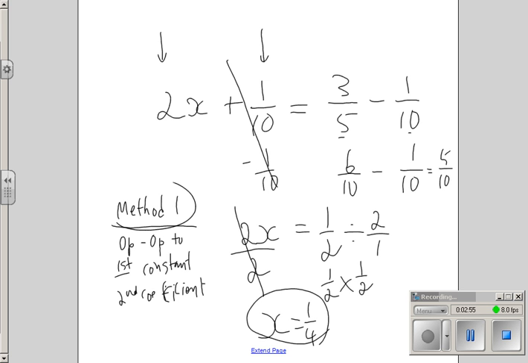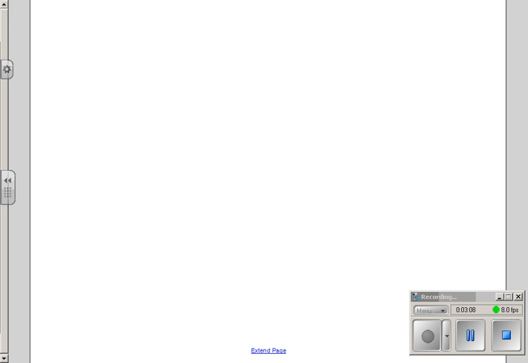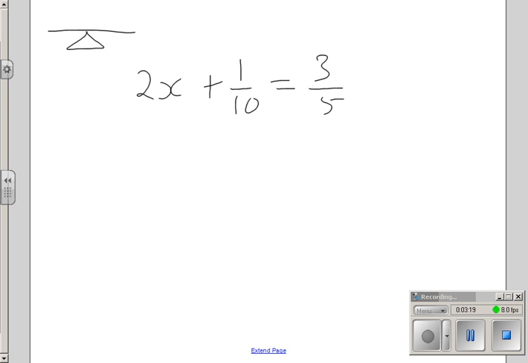Now that's using method 1, which is just opposite operation. And for some of you who have good, strong fraction sense, this might not be a bad method for certain questions, especially this one. It's not a hard one for that. But if I look at the second method, 2x plus 1/10 equals 3/5, the second method asks us to have this idea of algebra equations and the fact that the left and the right are balanced, and whatever I do to the left, if I do the same thing to the right, it keeps it equal.